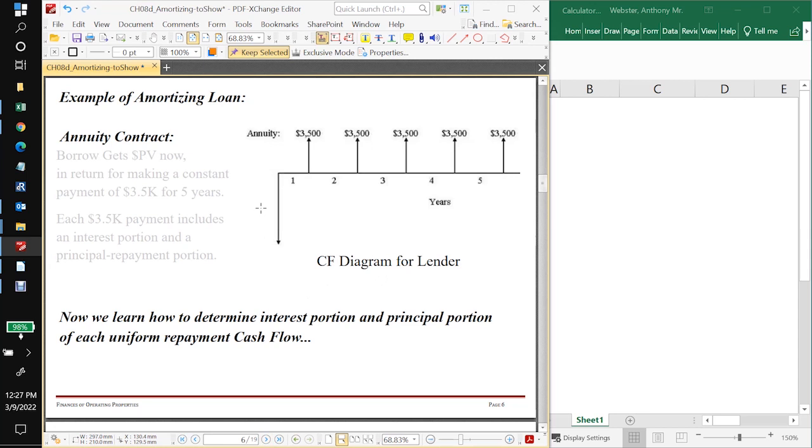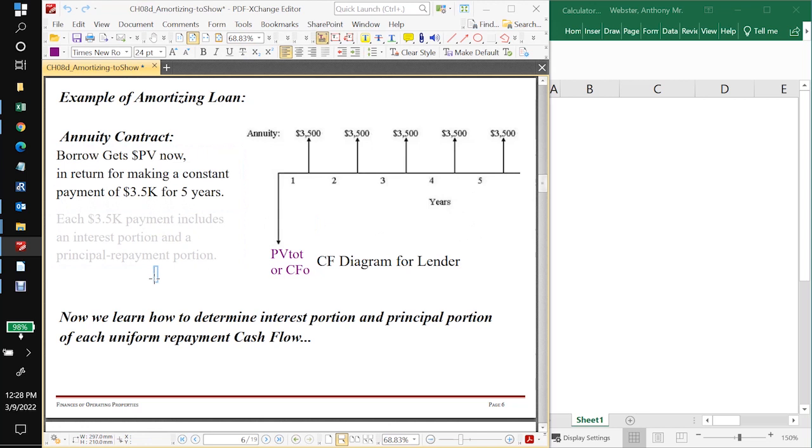So here's an example of an amortizing loan here. And this is going to be for the lender, where they've got their PV tote or CF0 down here, which is money they give to the borrower in return for a set of uniform payments in the future. In this case, each uniform payment is $3,500. So again, summing this up formally in words, we say the borrower gets that PV tote now, and they're going to be doing that in return for making 5 uniform payments back of $3,500.